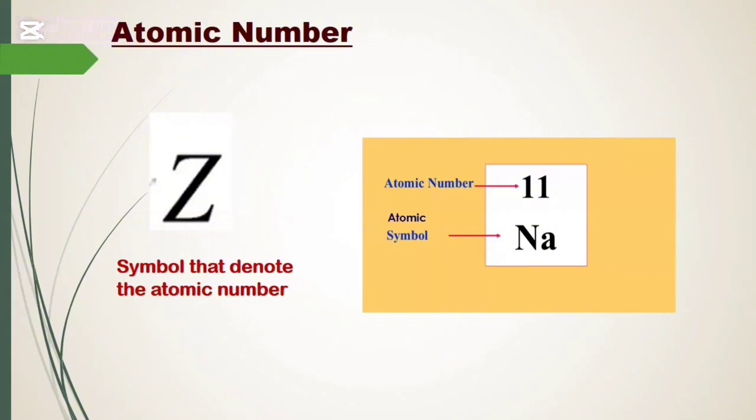Actually, this was discovered by a scientist called Henry Moseley in 1913. He used an X-ray spectrometer, and he found that the atomic number directly corresponds to the positive charges, or the protons, in an atom. For example, if we take sodium, it has 11 protons, so we can say its atomic number is 11.